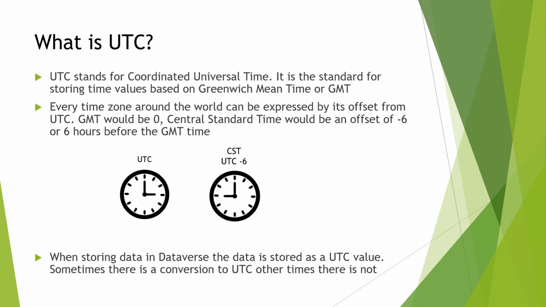First, it helps to understand UTC time. UTC stands for Coordinated Universal Time, and it is the standard for storing dates and times. UTC starts at Greenwich Mean Time, which is considered UTC 0. From there, every time zone in the world is an offset from UTC 0, or GMT. UTC is 0, but the central time zone is UTC minus 6. Dataverse stores all date and time values as UTC. Sometimes there's a conversion to UTC, and other times there is not.